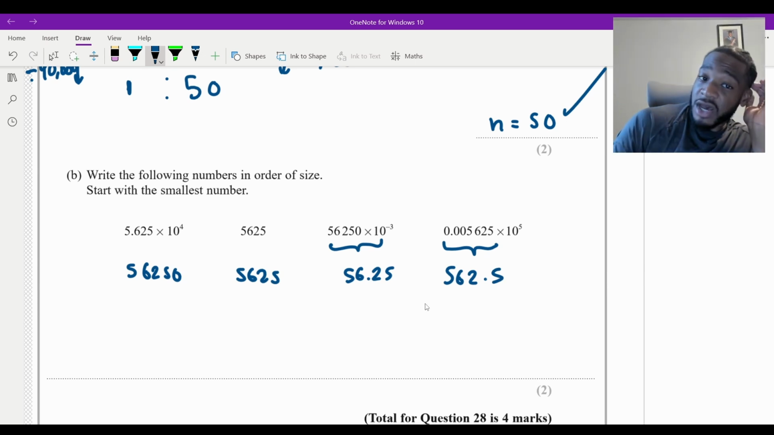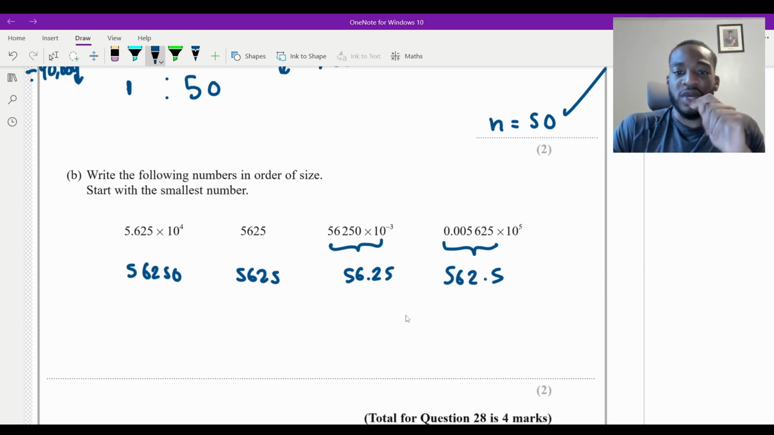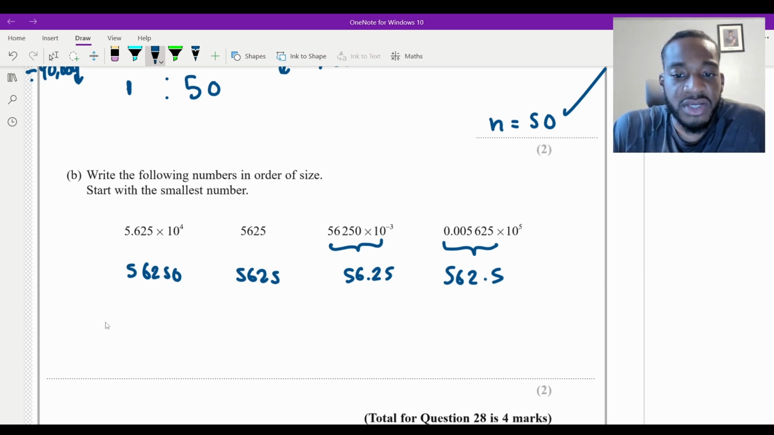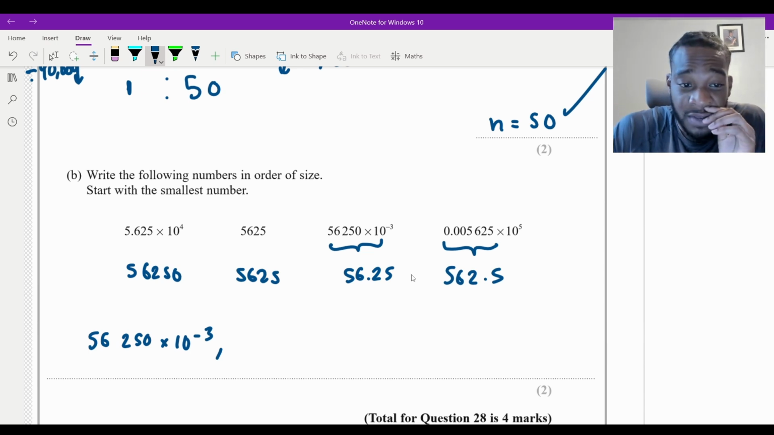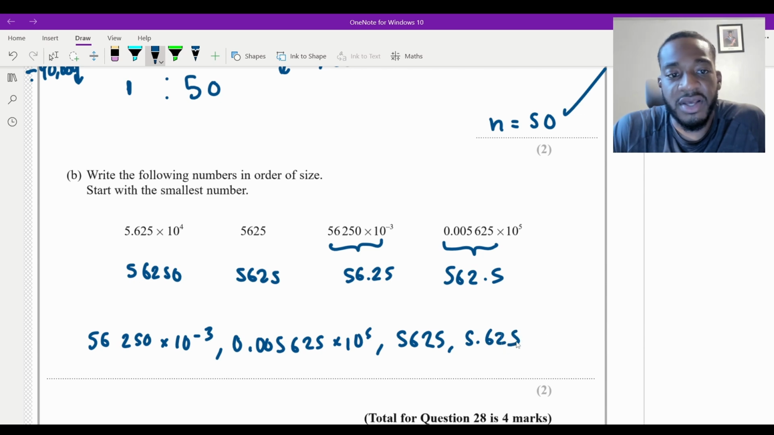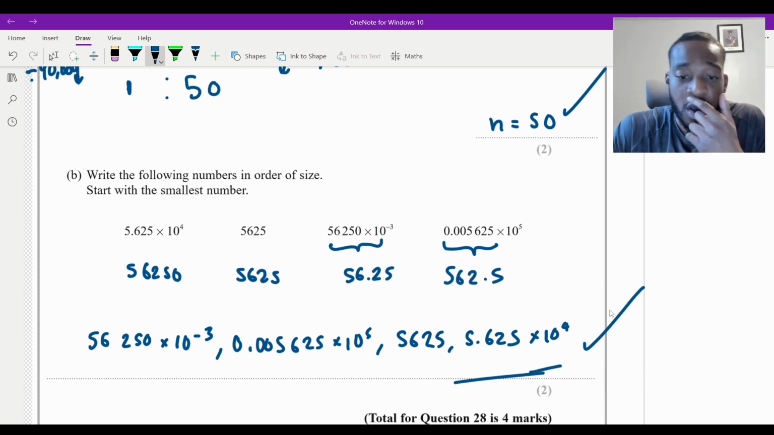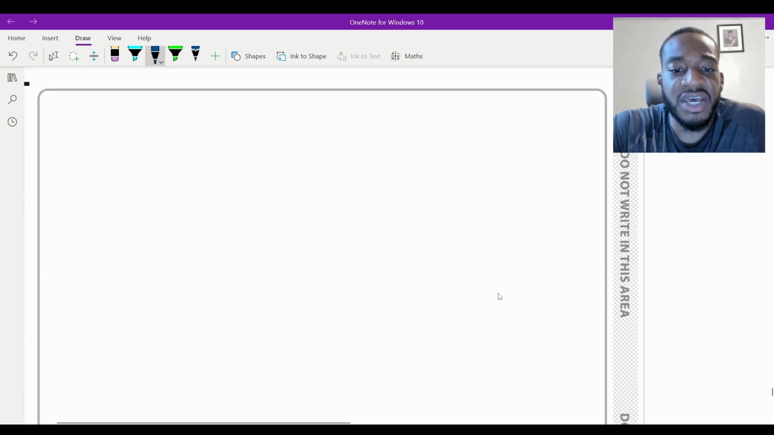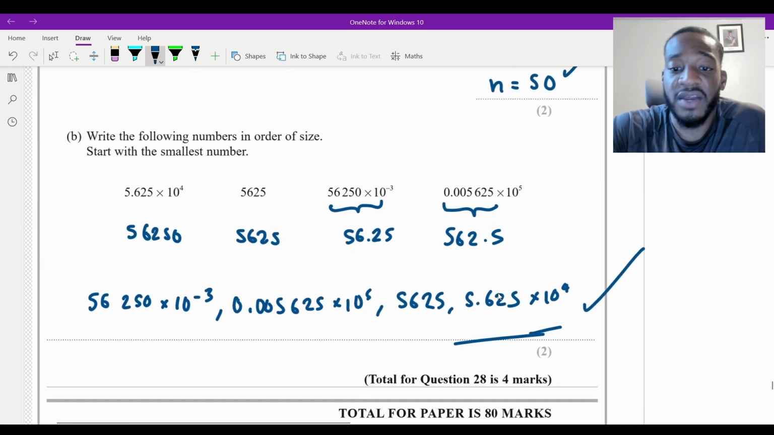Now it asks us to write the numbers in order of size, start with the smallest. So we can see quite clearly the smallest number is this one. So I'm going to write it like this: 56250 times 10 to the minus 3. That's going to be the first one. The next larger number is going to be 0.005625 times 10 to the 5. Next one's going to be 5625. And then the largest number is 5.625 times 10 to the power of 4. And that's it. That will give you 2 marks, and 4 marks in total for question 28. And I believe that is the end of the paper. Yes, it is. That's paper 3 finished.